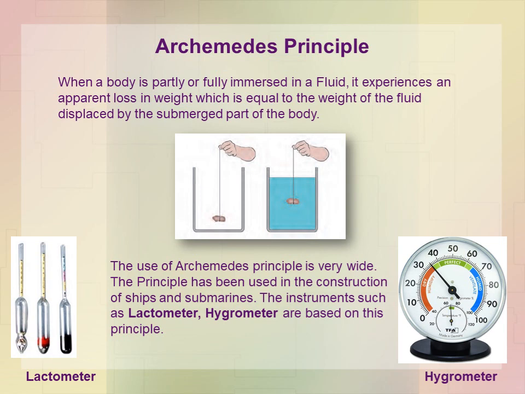How much is the magnitude of the buoyant force? Is it the same for all the liquids? Is the buoyant force of equal magnitude for all objects? The answers to these questions are in the Archimedes principle. Then what does this principle state? It states that when a body is partly or fully immersed in a fluid, it experiences an apparent loss in weight which is equal to the weight of the fluid displaced by the submerged part of the body.